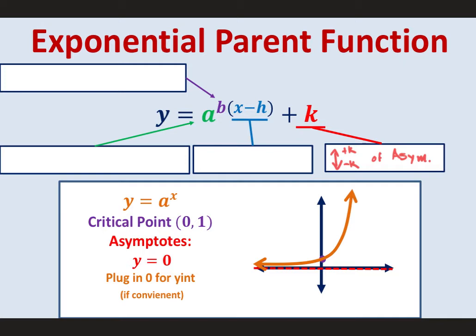So be very careful about that. That is what you're shifting up and down. So if it says +2, then this dashed line will move up 2. If it says -3, the dashed line will move down 3. But that's the first thing you're going to look at and you're going to mark on your graph.